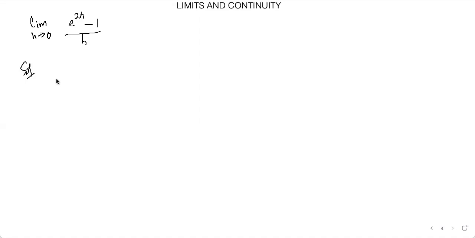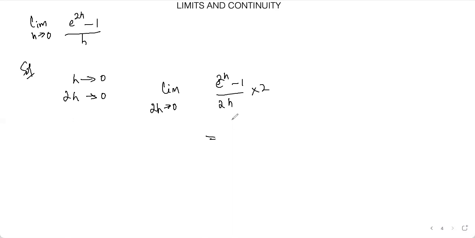So we have h tends to 0. Since h is tending to 0, we can write 2h also tends to 0. So let us put that. So limit 2h tends to 0 and e to the power of 2h minus 1. So I have h, so I'll multiply and divide by 2. Now this would result to 1 and this is 2, which is equal to 2.